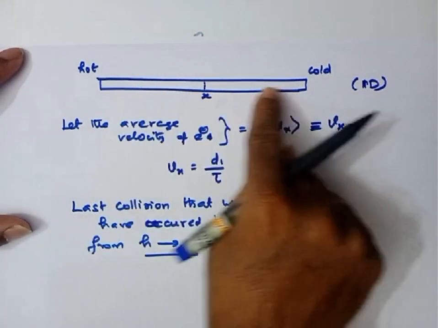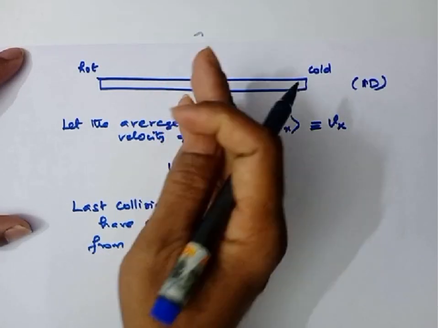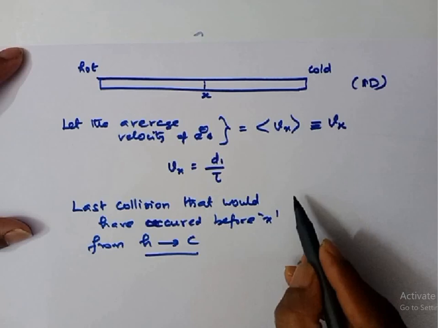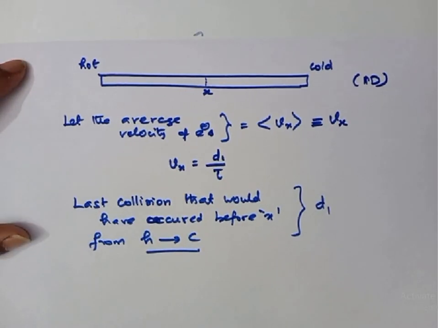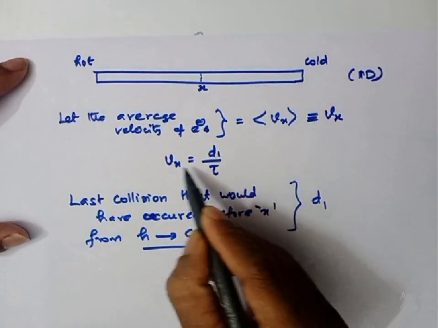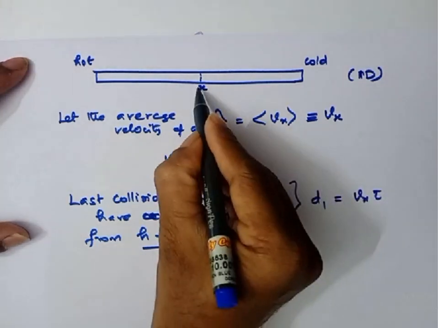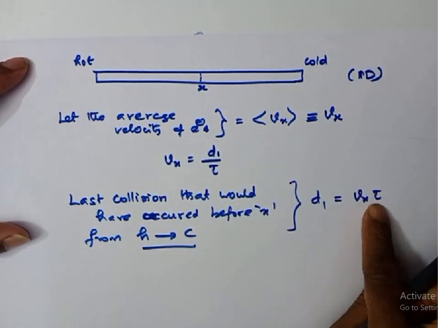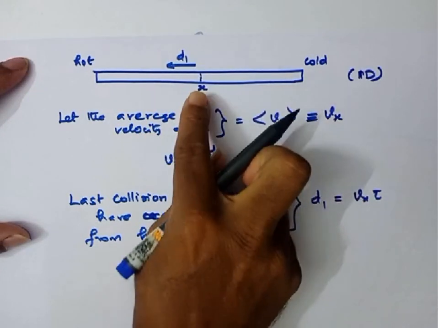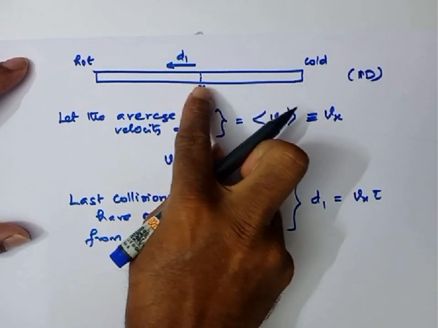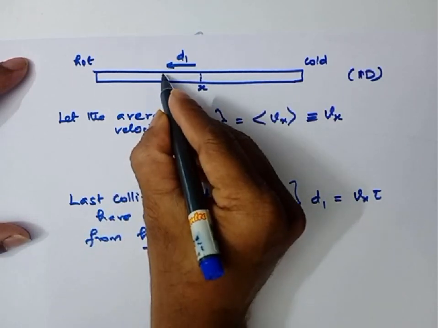If free electrons are moving from hot end to cold end, before the point X, where would the last collision occur? Let me represent that distance as d1. d1 equals Vx into tau. So from X, I'll subtract this Vx into tau, right? So I'll take some distance d1 from X. At distance d1 from X, the last collision would have occurred.